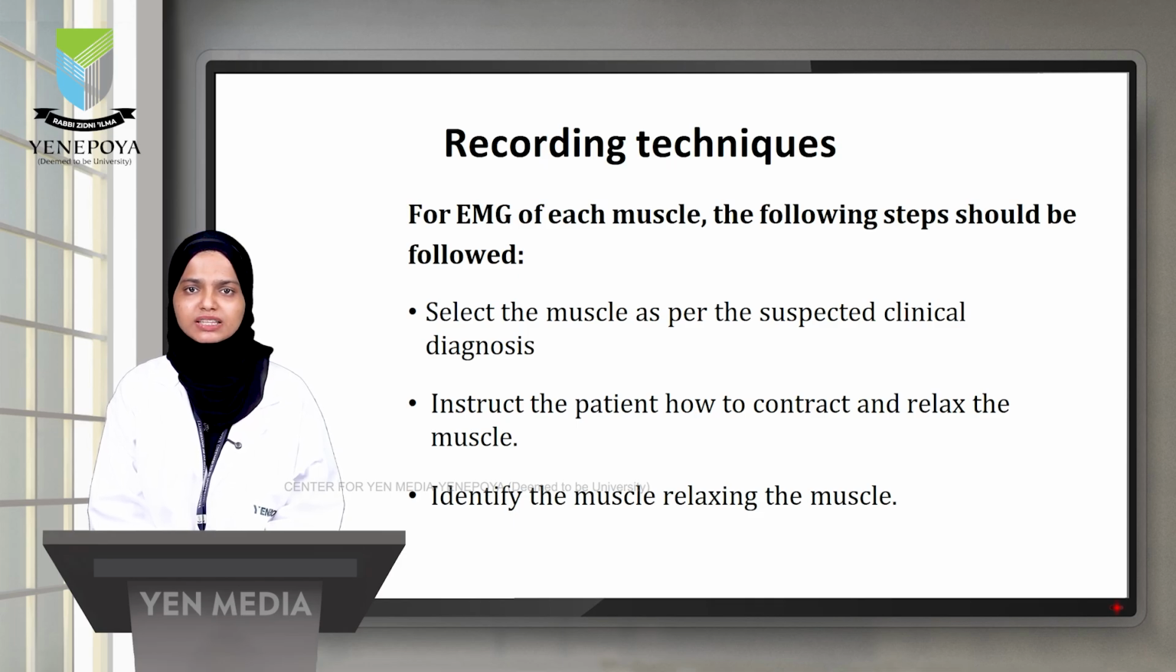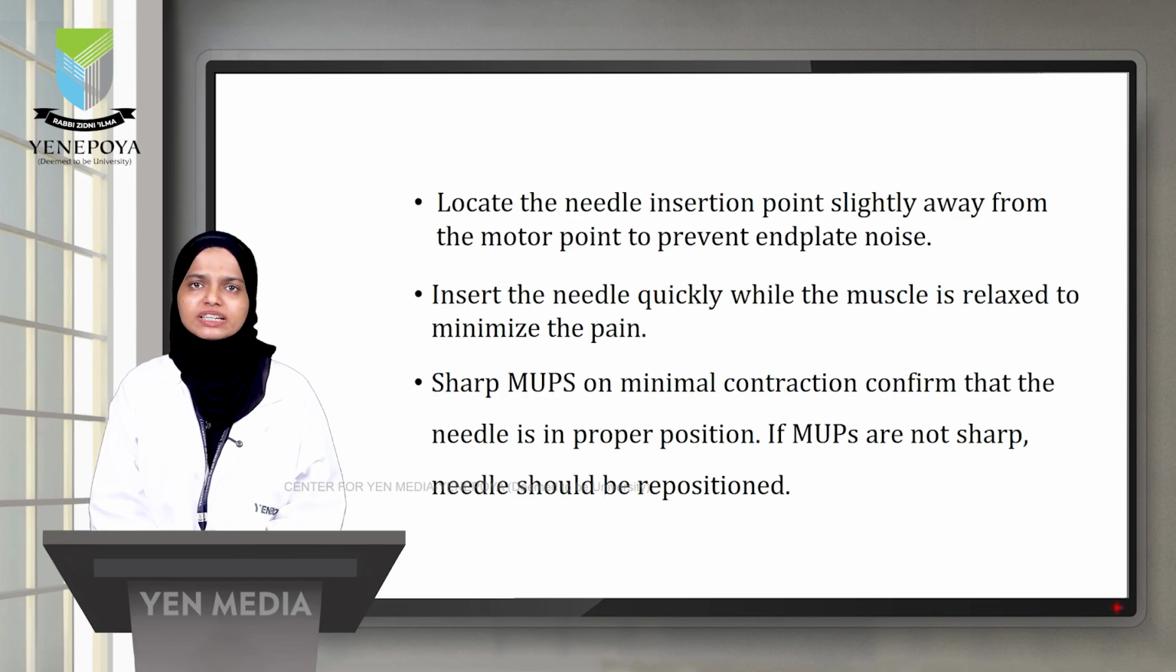Identify the muscle that is relaxing. When one muscle is contracted, the muscle next to it will be relaxing. Locate the needle away from the motor end plate so that we can prevent end plate noise. Insert the needle quickly when the muscle is relaxed to minimize the pain. After the needle insertion, if the patient makes a small movement, there will be a sharp MU spike. If there is no sharp MU spike, the needle should be repositioned.